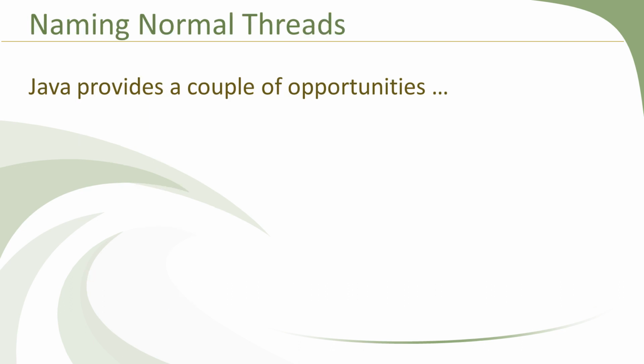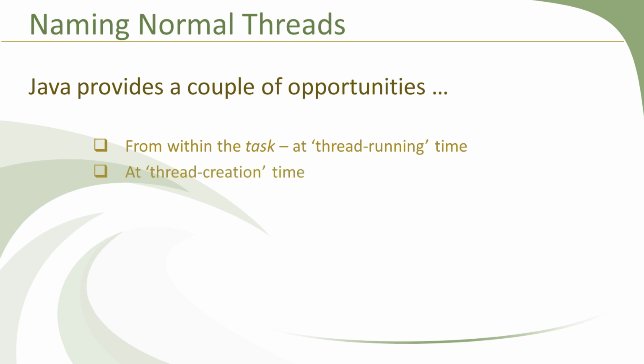Let us see now how to name normal threads. Java provides a couple of opportunities to name the threads. The first one, while the thread is running. When a thread is running, it is actually executing a task assigned to it. So this opportunity allows a task to name the thread in which it is running. And the second one, at the time when we create the thread class object. Let us first look at how to name a thread from within the task that is running in the thread.